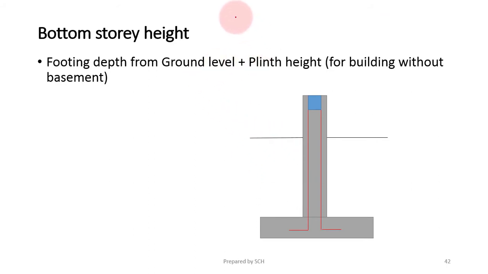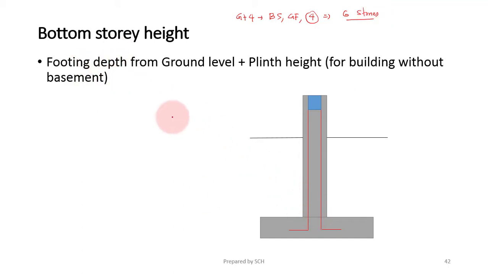So finally, our building is a G plus 4 building. We have the bottom story, then the ground floor, then 4 upper stories. So in total we have to model 6 stories. For a G plus 4 building, we have to model a total of 6 stories, including the bottom story.